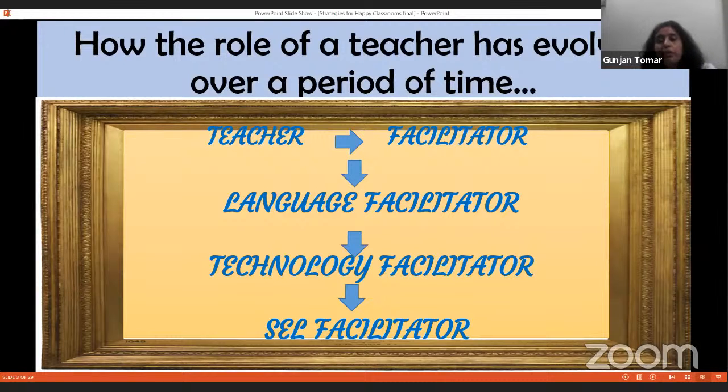Then came the revolutionized time of the COVID pandemic, when we all became technology facilitators too. And with COVID and with the kind of isolation we all were dealing with, including the students, we all had to put ourselves into the role of a self-facilitator. So there is no specific qualification for a self-facilitator. We all are self-facilitators in our classrooms.